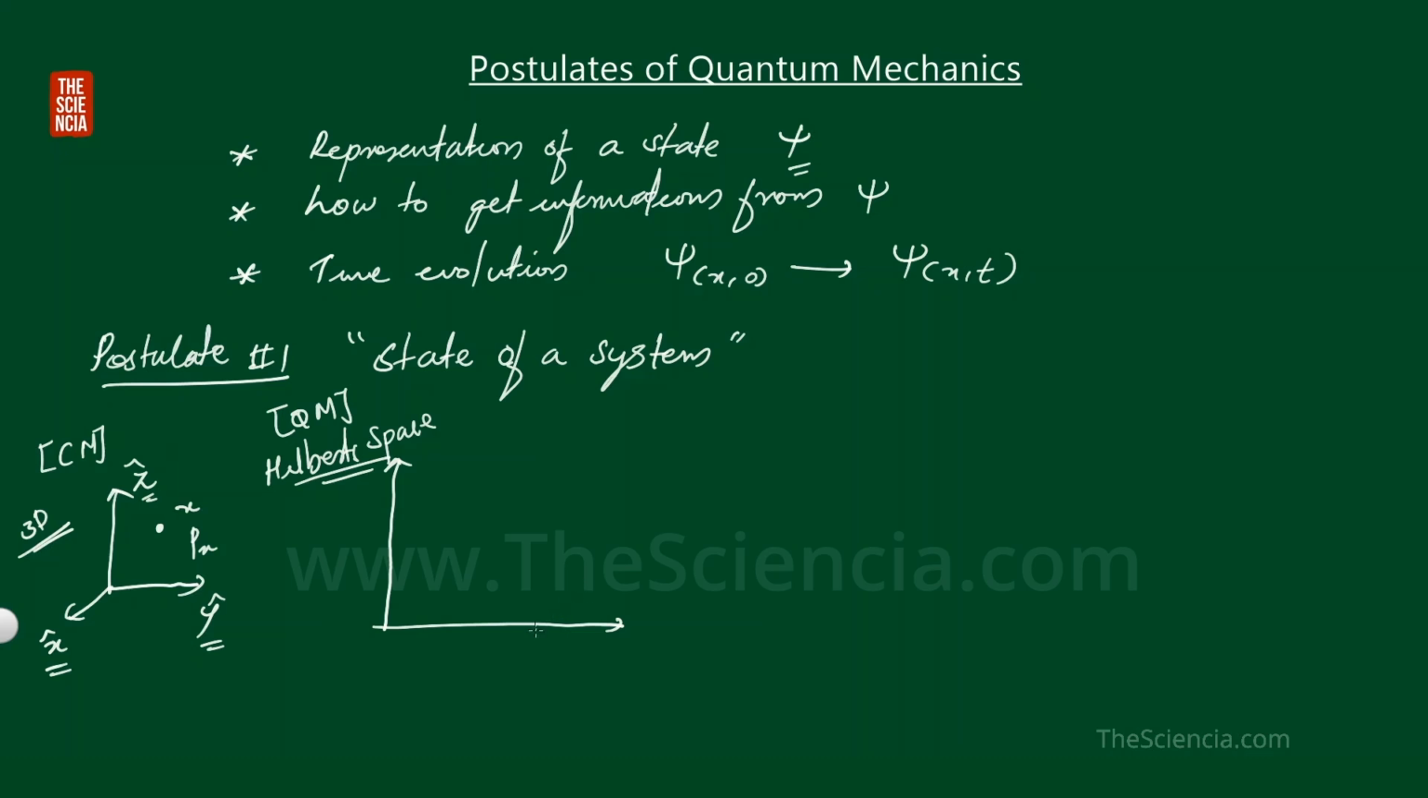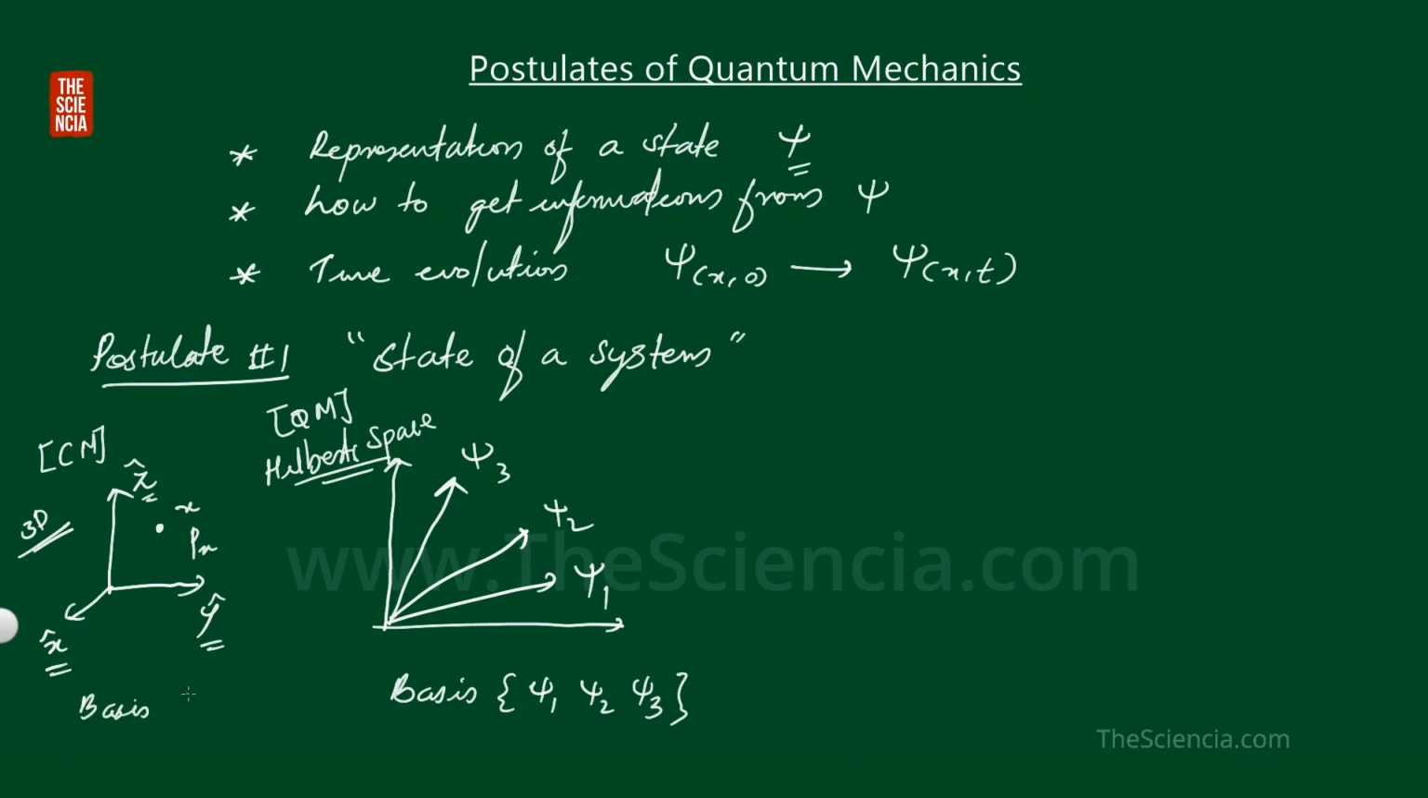So similarly, in Hilbert space also we have basis vectors. So suppose this Hilbert space is spanned by 3 basis vectors, that is psi 1, psi 2, and psi 3. Suppose this is the basis, right? Similarly, in classical mechanics or in 3D space, the basis is x, y, z. So any quantity can be represented or described by using this basis. Similarly, in quantum mechanics, we can use this basis to represent any state.